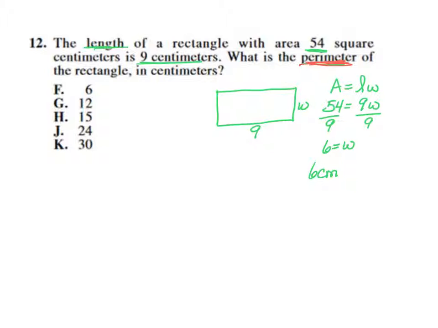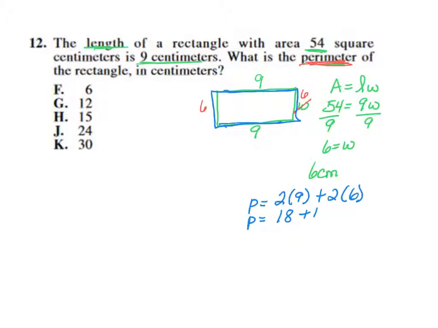Remember, the perimeter of a rectangle or of a figure is the distance around the figure. We just figured out that the width was 6. Now remember, in a rectangle, you have 2 widths that are the same and 2 lengths that are the same. So when I go around and add up all of the sides, which is really what perimeter is, we would have 2 times 9, because we have 2 lengths, plus 2 times our width, which would be 6. So we have 18 plus 12. In other words, our perimeter is 30.